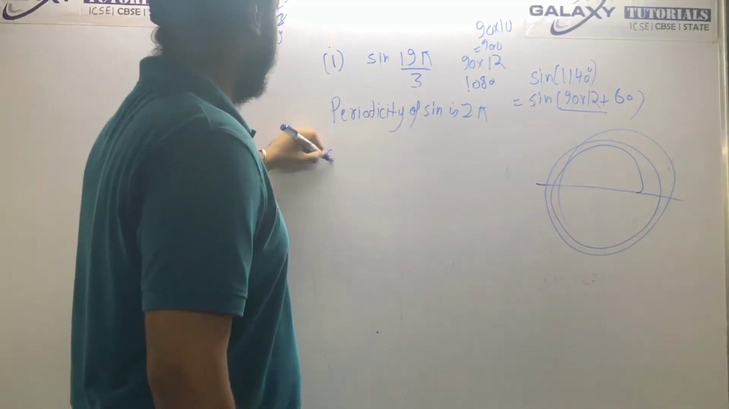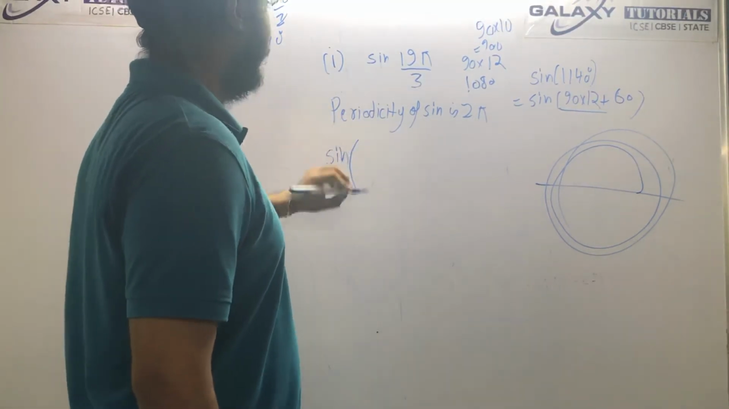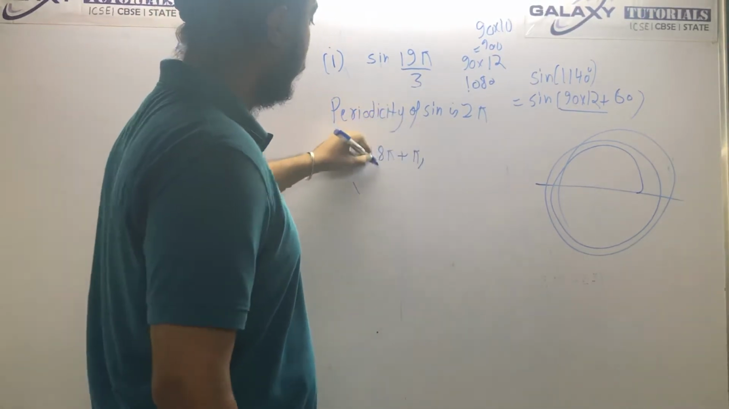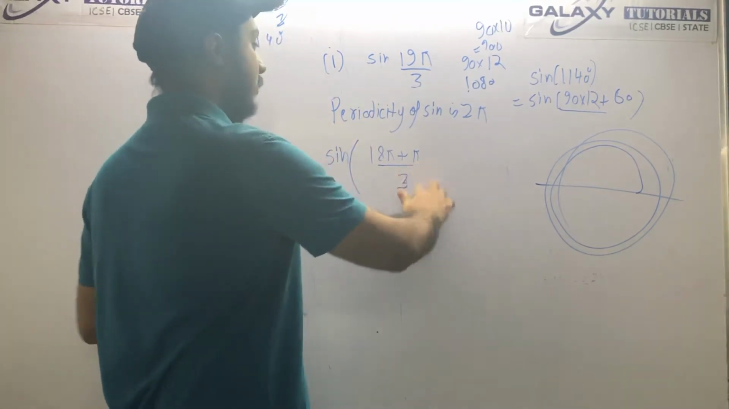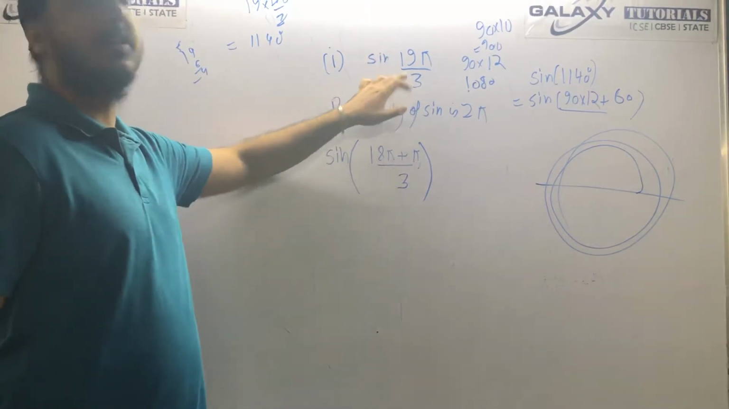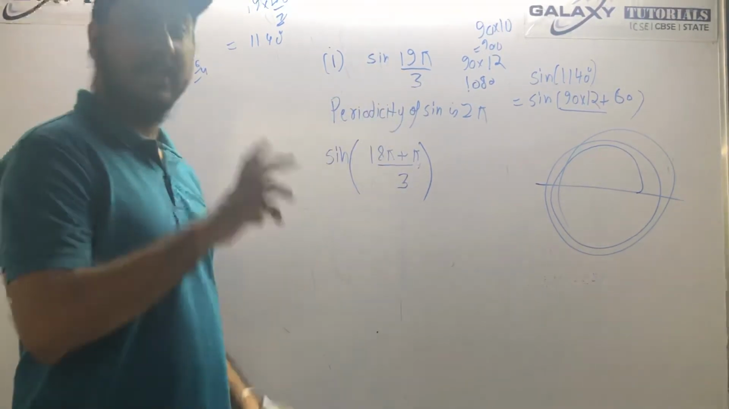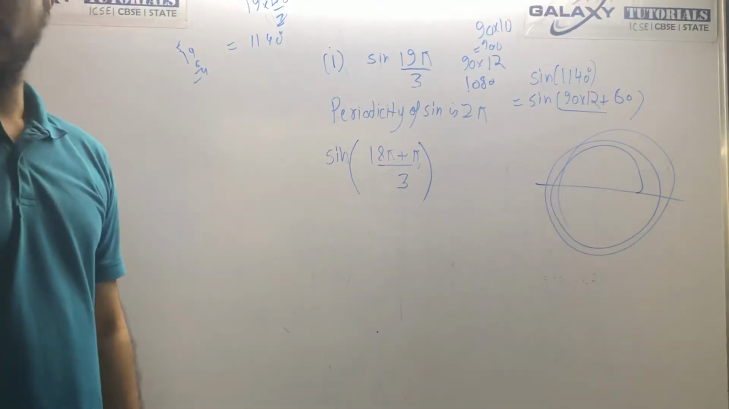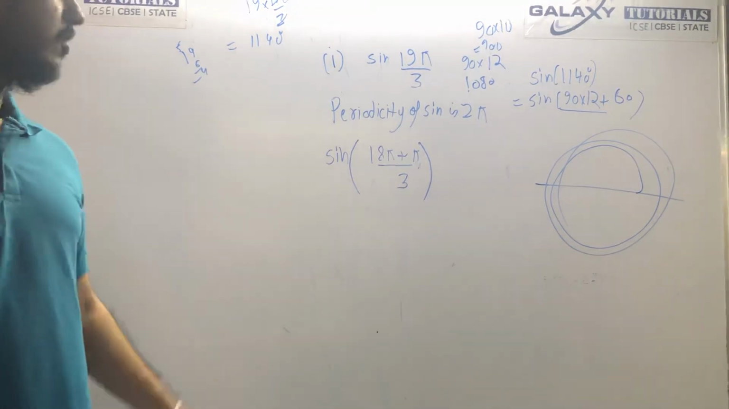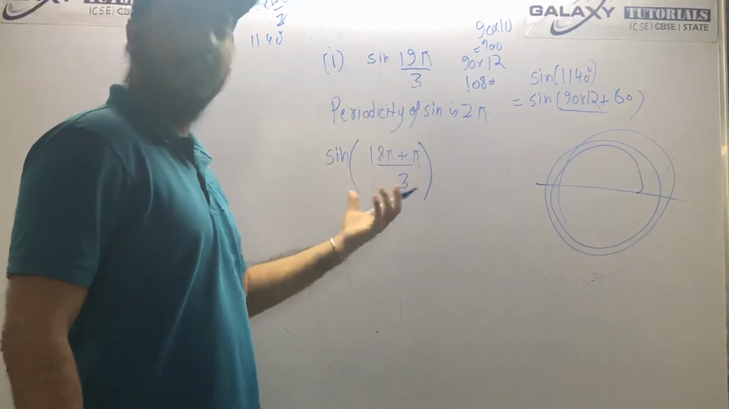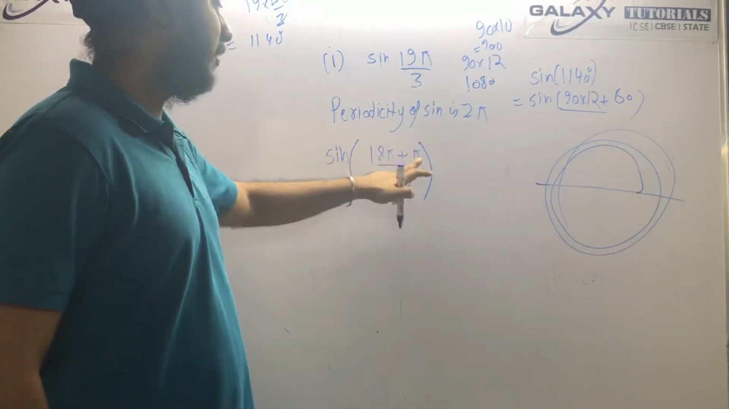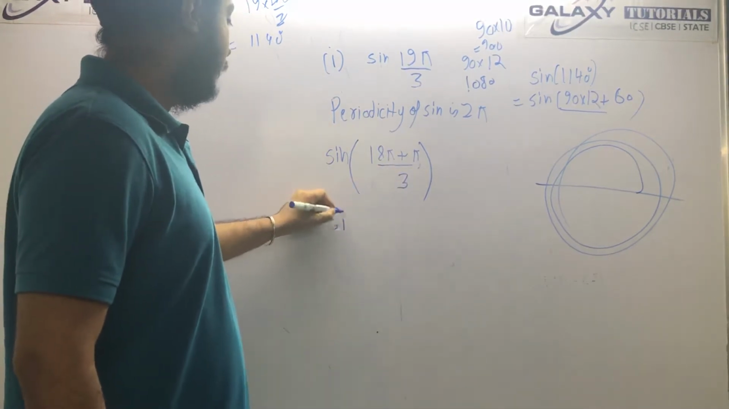First of all, instead of 19 pi by 3, can I write it like this: 18 pi plus pi by 3? You can write like this without any doubt. What I want to do is basically remove this 3 from the bottom. I want to make an even multiple, because 2 pi will always have an even multiple, like 4, 6, 8, 10. So I split it into the form of 18 pi plus pi. Why did I do that?